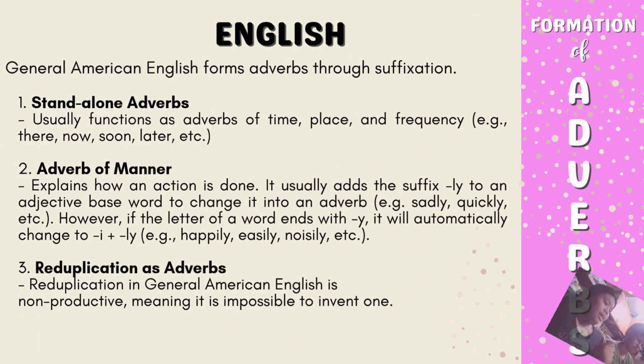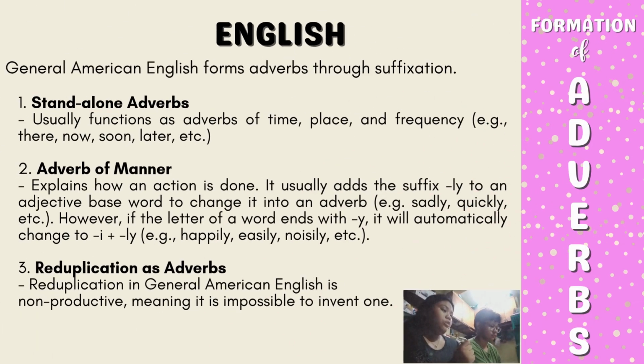In comparison, English forms adverbs primarily through suffixation. Standalone adverbs directly indicate time, place, or frequency, such as now, there, later, or soon. For adverbs of manner, most are created by adding -ly to adjectives, changing final y to i before the suffix, as in happy to happily. Reduplication is also not a productive rule in English. It cannot be used to form new adverbs and only appears occasionally in fixed expressions.